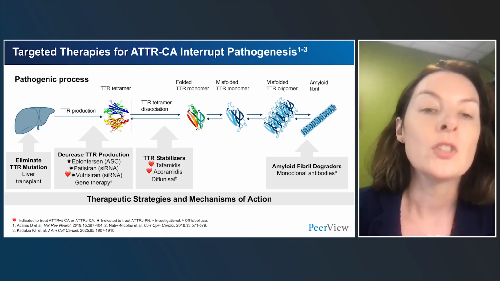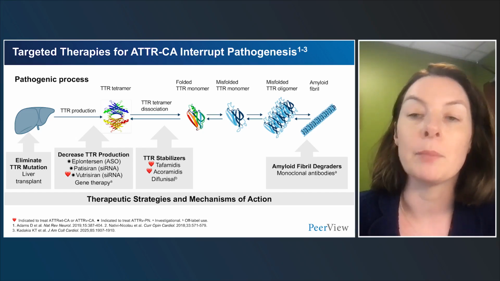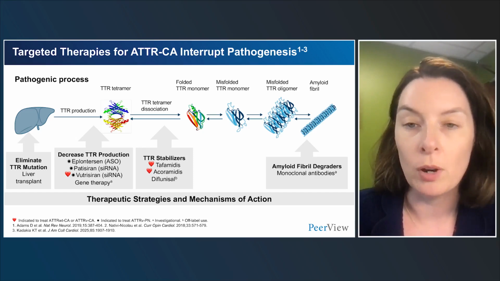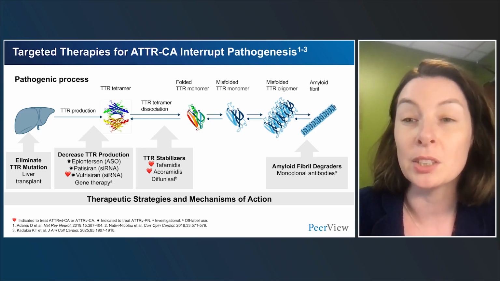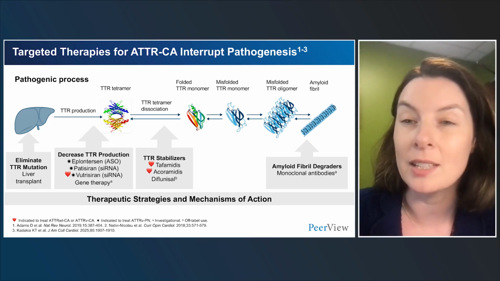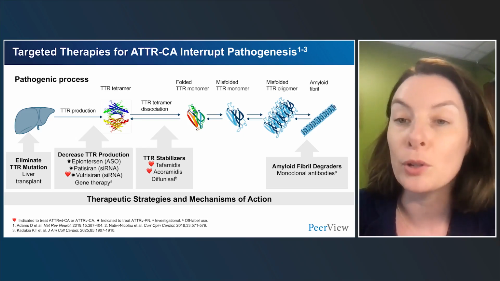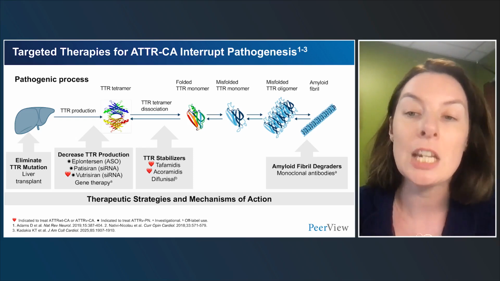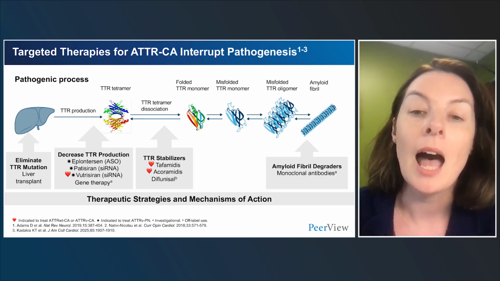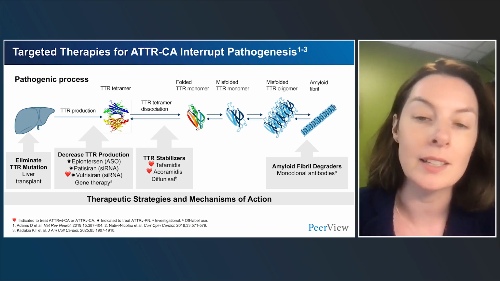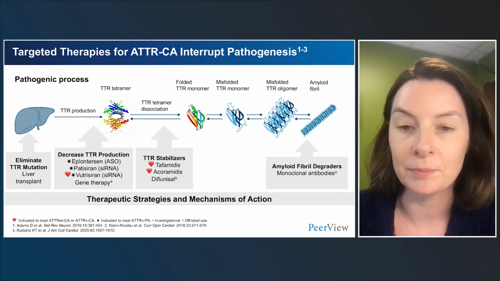Tafamidis and acoramidis are both approved for this indication, and we'll go into the trials that supported that approval. All of these therapies are targeting the precursor protein to stop it from misfolding and forming more amyloid. So really, what we're doing is slowing down the disease, maybe even halting it, but we're not causing improvement. And that's where there's a lot of interest and excitement about amyloid directed antibodies or fibril degraders. Again, we've got exciting preliminary data on this.